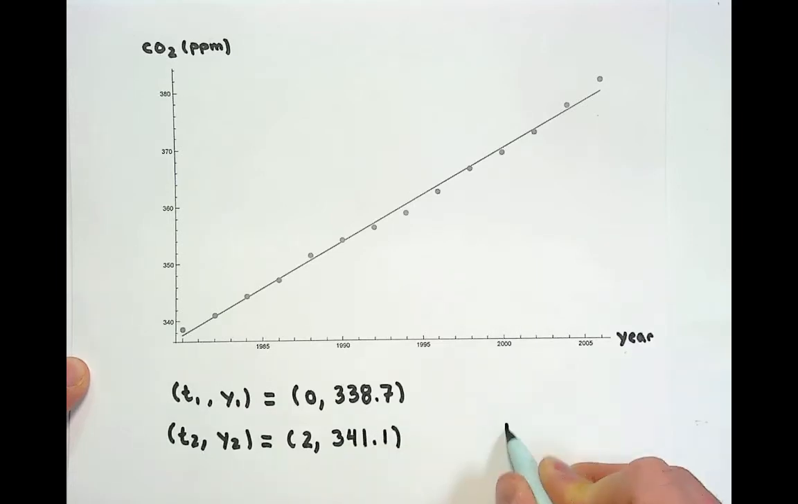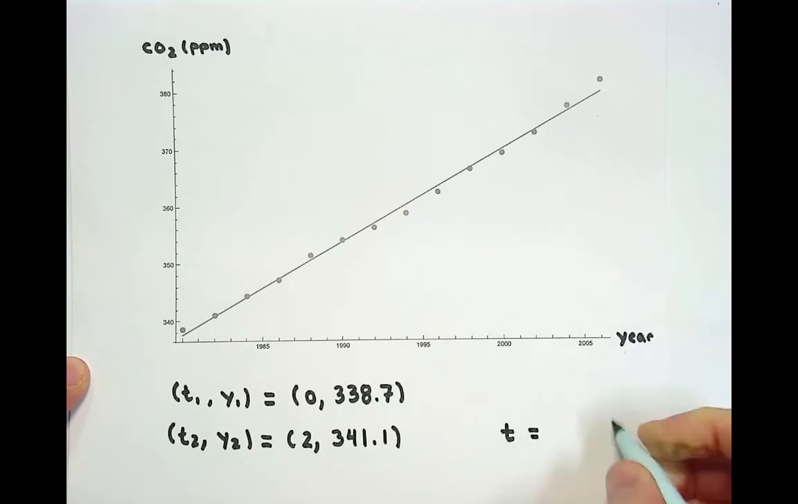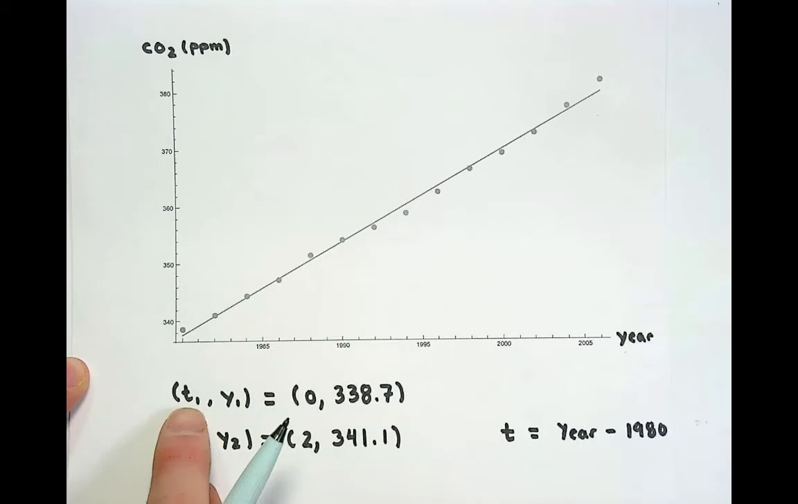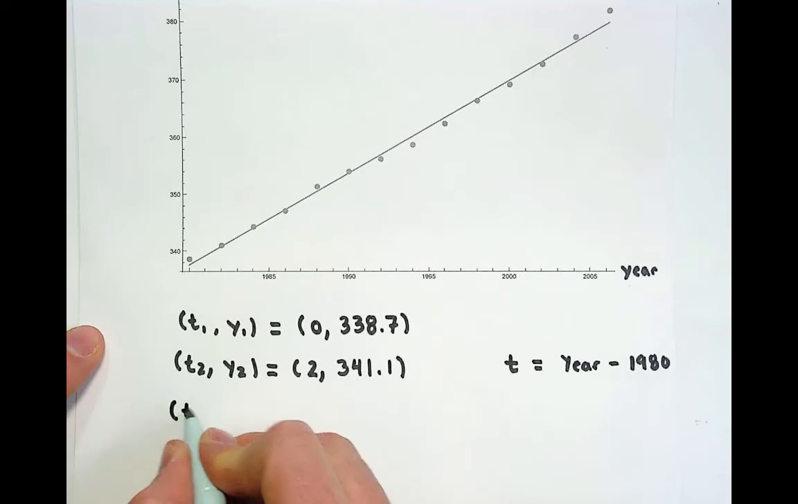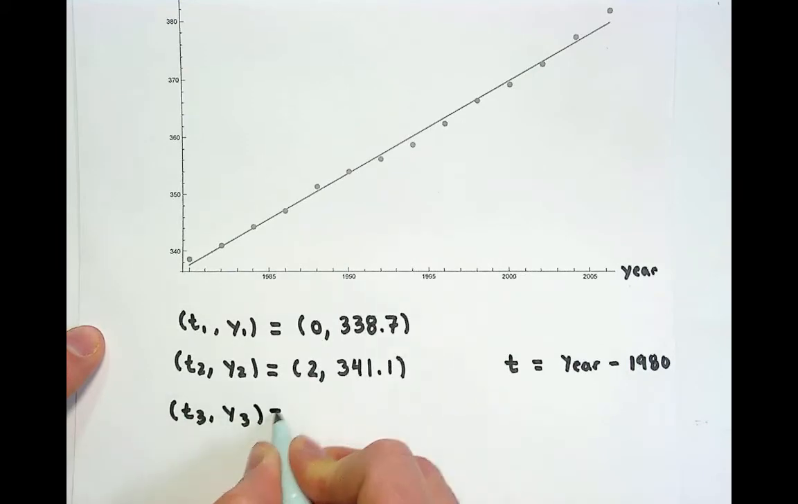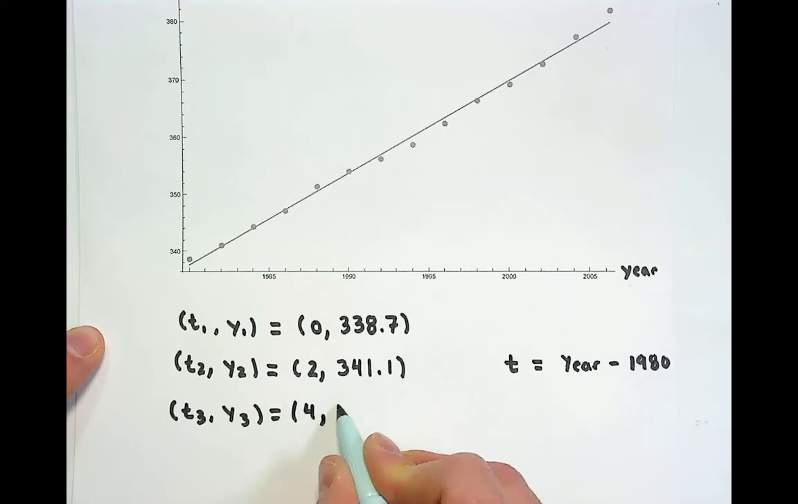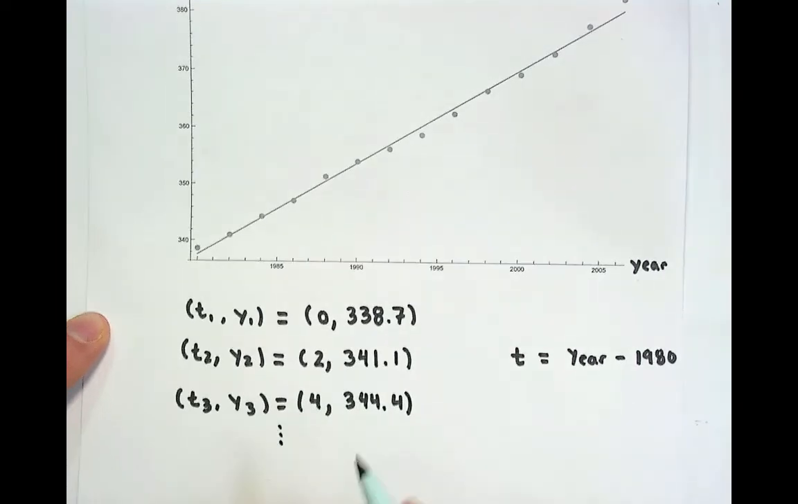Notice that T is equal to the year minus 1980, because 1980 is the start. So when the first year was 1980, 1980 minus 1980 is 0. 1982 minus 1980 is 2, etc., etc. And we can continue down here. The third one, if you look back at this, of course, this is going to be 1984, which is 4, and then this was 344.4, etc., etc. And it goes all the way down.